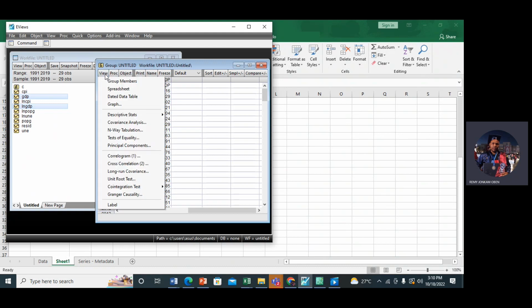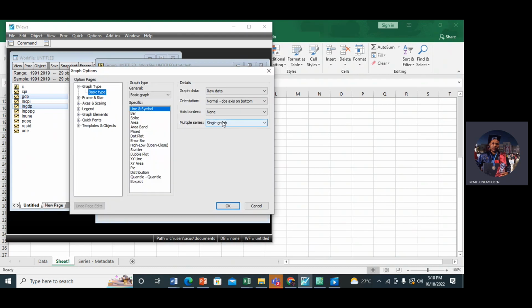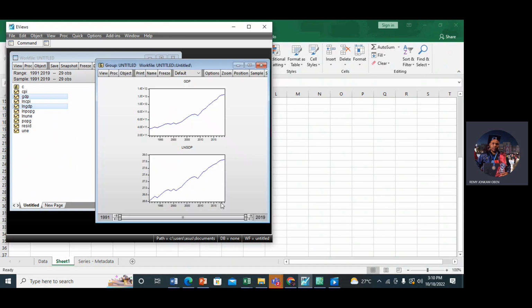Come to view, go to graph. I just want to show you something. Come to multiple graph so you can see both of them together. You discover that the two graphs are similar. They are almost the same, right? So if you log transform the data, it does not really change the structure. It is the same. The graphs will remain more or less the same. It just rescales the data, and I'll show you.